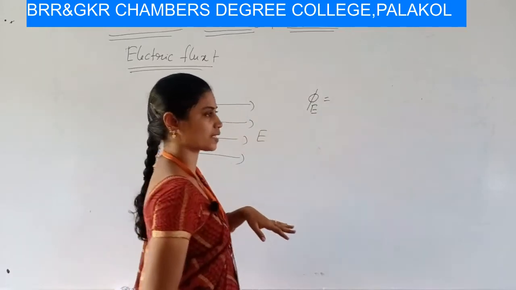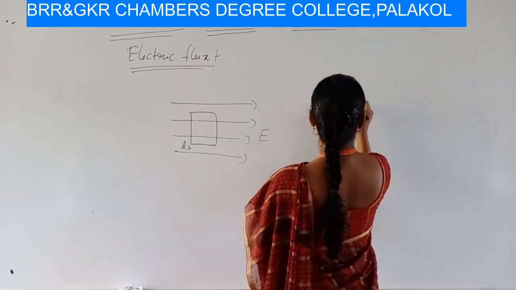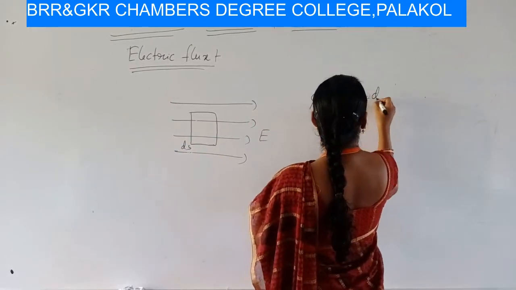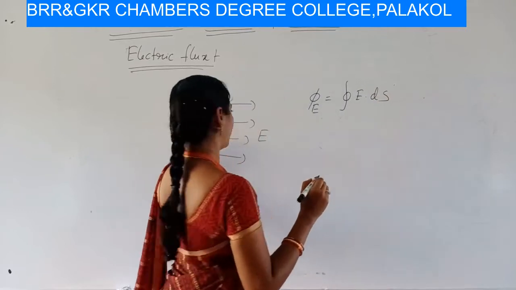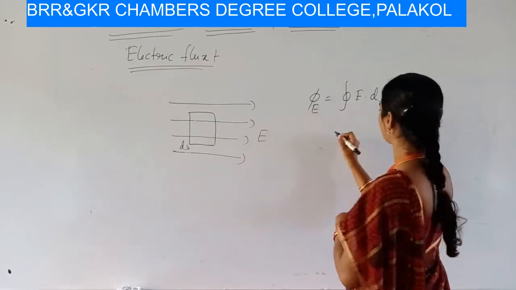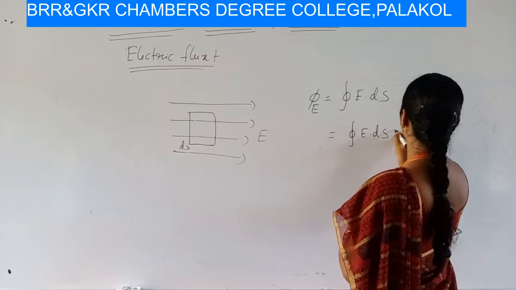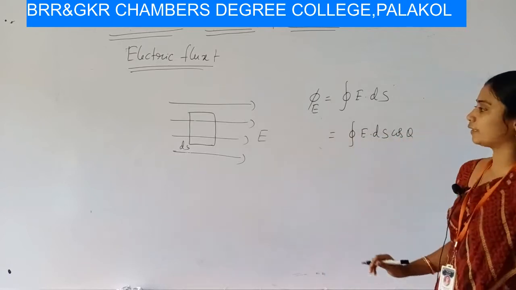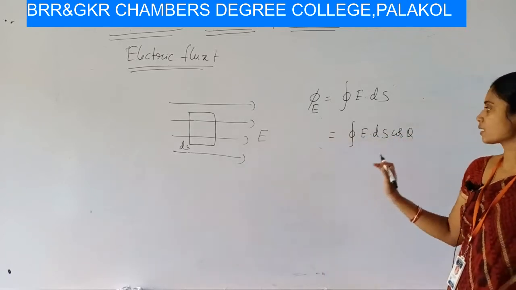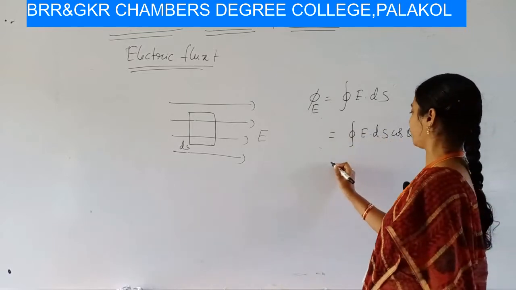Mathematically it can be expressed as, we take this area as closed, hence we can write closed integral E dot ds. This is the electric field and we named this area as ds. Then closed integral E dot ds is nothing but E dot ds cos theta. Here theta is the angle between E and ds.